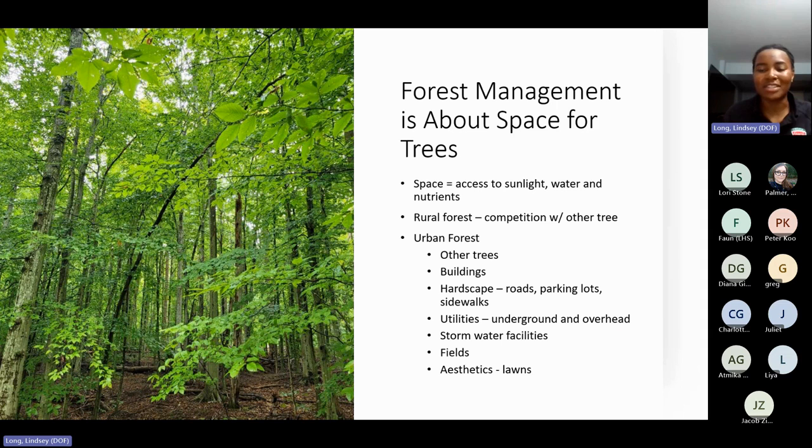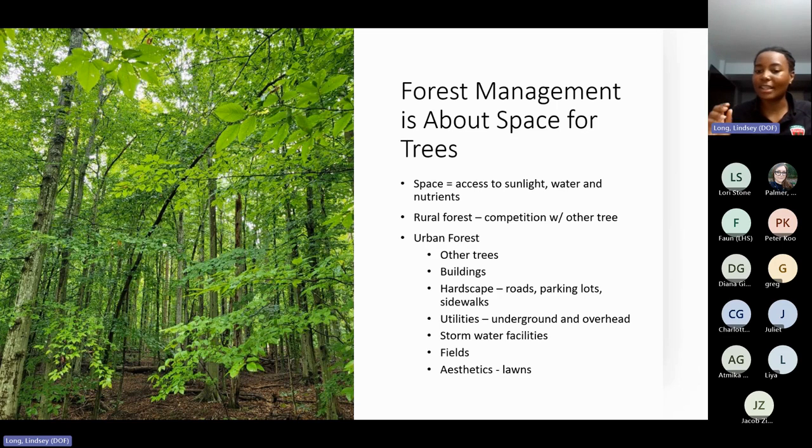That's competing for space, because they do need room for their roots to grow out, because that's what stabilizes them and also helps them get their water and nutrients. Utilities, stormwater facilities, fields, because the grass in fields is competition. So that's just another thing to keep in mind. It's not just other trees, it is other plants that are also looking for the same thing. And aesthetics, such as lawns, which is pretty similar to fields.